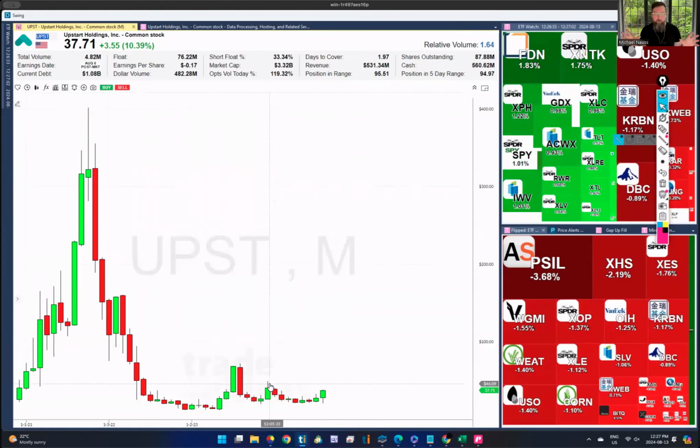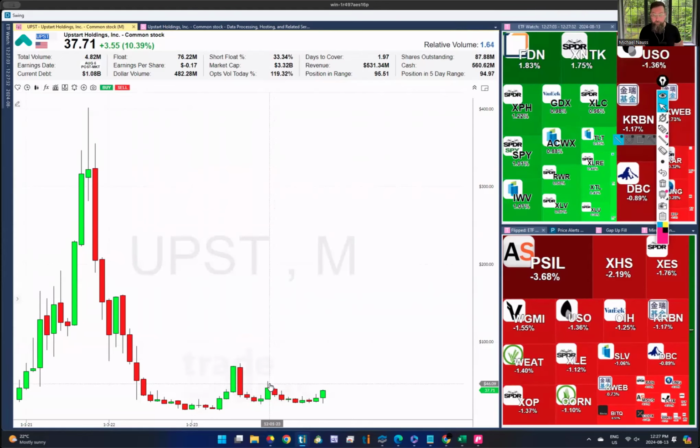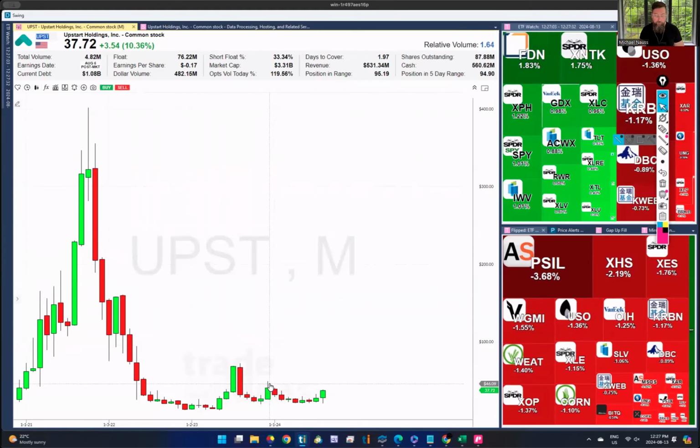This could be an accumulation phase. This could be where the market has found some fair value for this name. It wasn't $400 a share, but it might be $40 a share, right? That's where the market is looking at and saying that's probably fair value for the name.